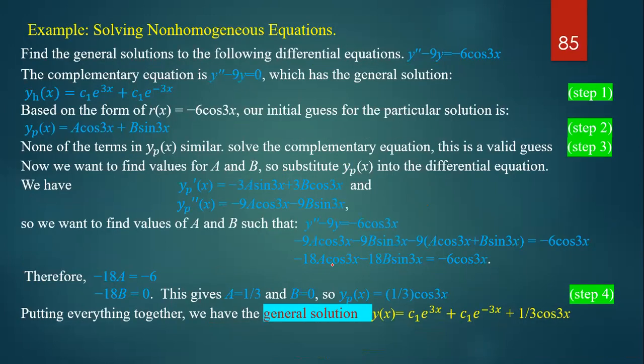Let's solve one example in order to understand what a non-homogeneous equation and its solution are. Let the equation be y double prime minus 9y equals minus 6 cos 3x. It is non-homogeneous due to this term here.